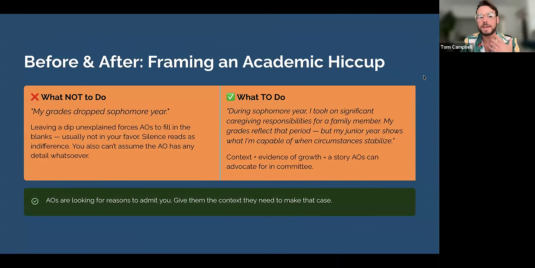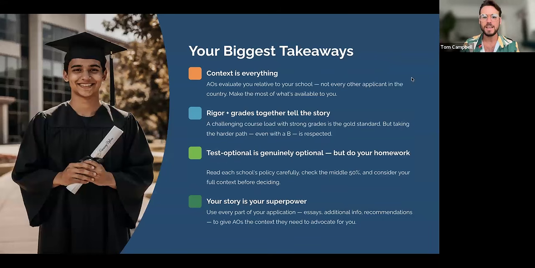It's not necessarily going to make up for every single thing in your application, but it's the best chance that you can give yourself to get credit for your upward momentum and your movement and your future focus in college. This is basically just a wrap-up slide, taking away what we've already said.